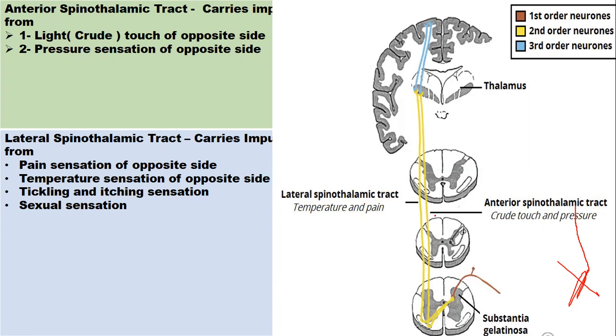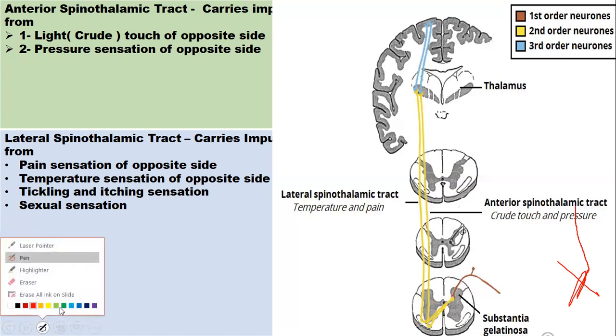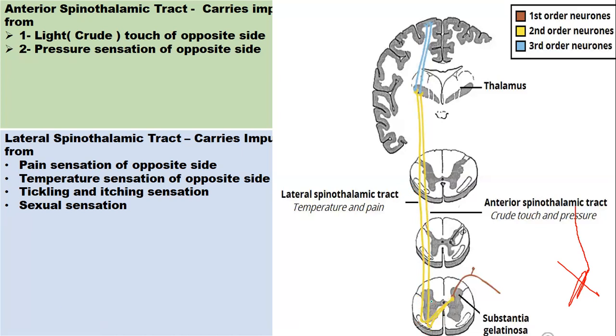So this part is anterior because it is going from the front side, and lateral because it is going from the lateral side. The second order neuron crosses over here, crosses the midline, and goes upwards, on the anterior side. So it is the anterior spinothalamic tract, and when it crosses and goes from the lateral side, we say it is the lateral spinothalamic tract. So we have two tracts over here.